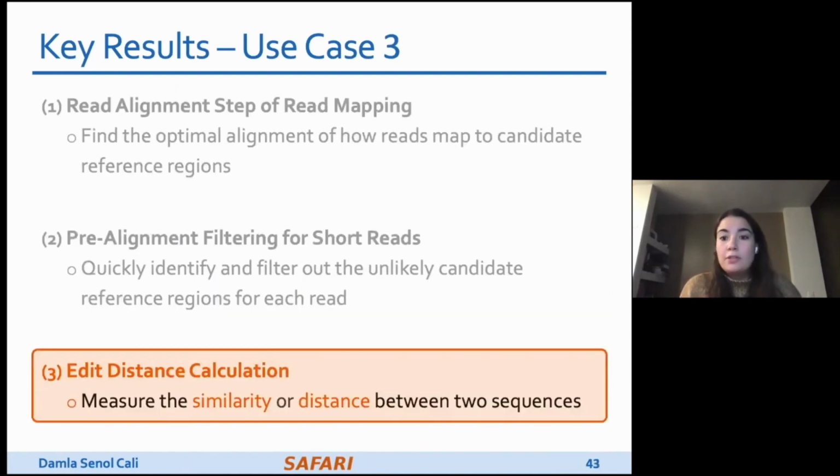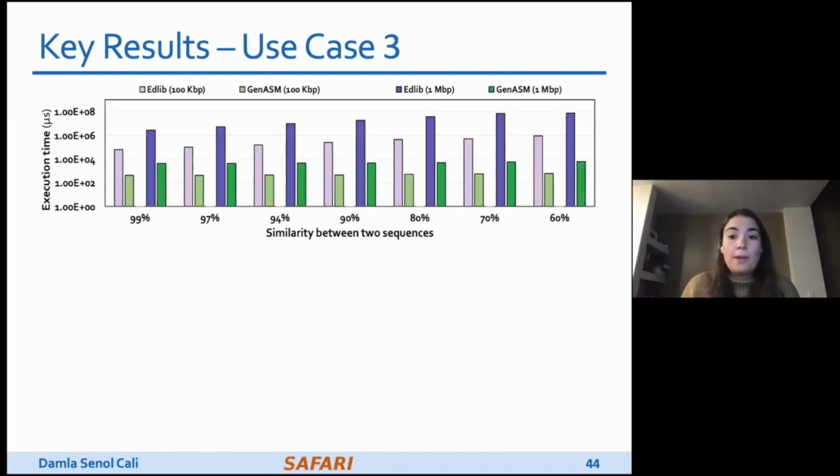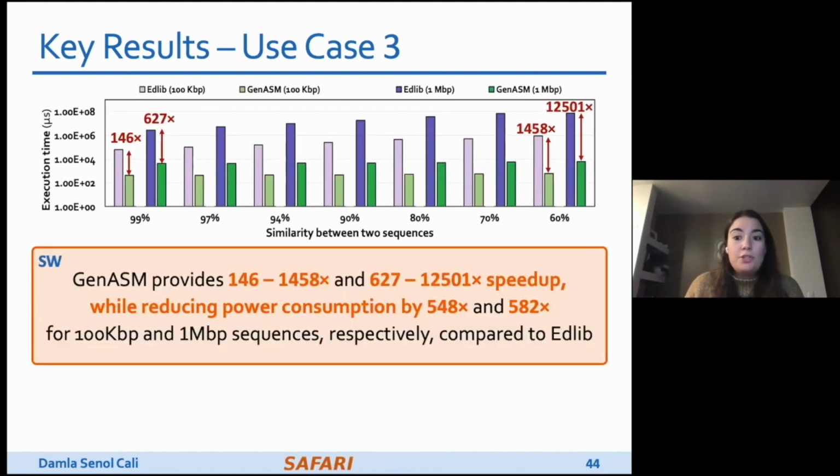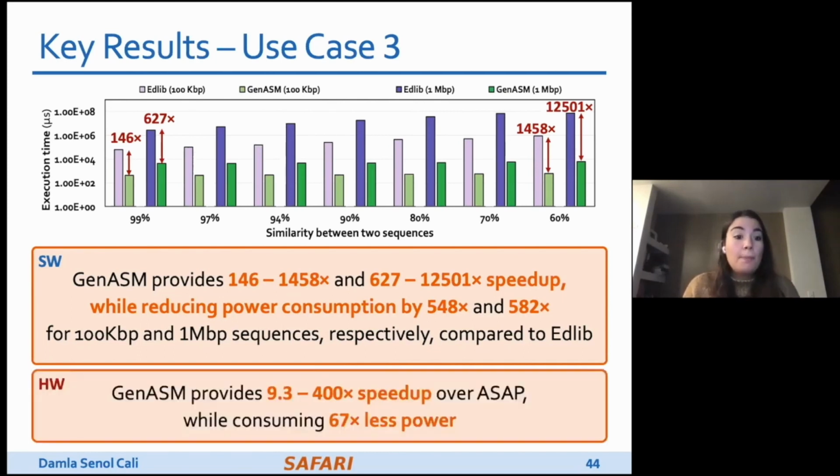And briefly, let's look at our results for the third use case. Here, compared to the software baseline, which is Edlib, GenASM provides 2 to 4 orders of magnitude speed up while reducing power consumption by 2 orders of magnitude. And compared to the hardware baseline ASAP, GenASM provides 9.3 to 400 times speed up while consuming 67 times less power. So again, we find that GenASM is significantly efficient in both metrics, both speed up and power consumption, compared to the baselines for this use case.